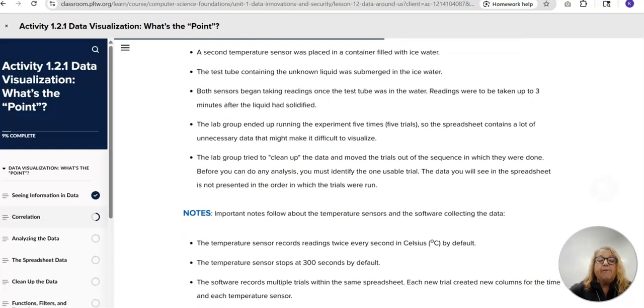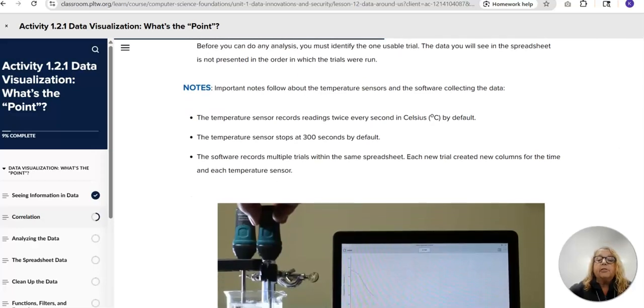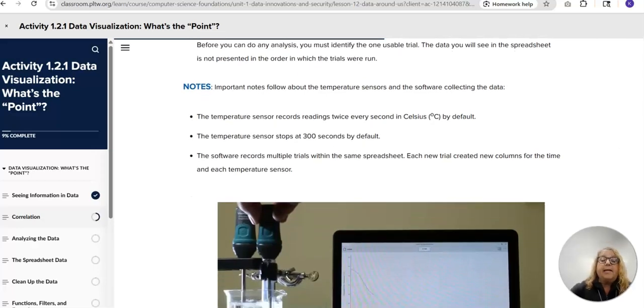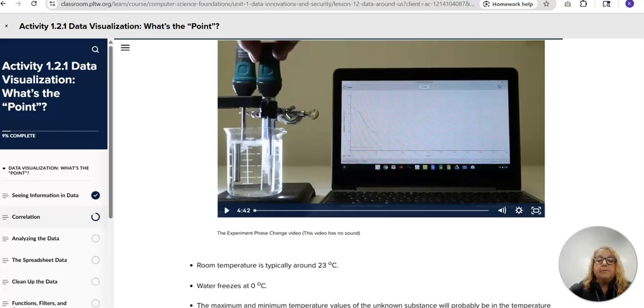Important notes follow about the temperature sensors and the software collecting the data. The temperature sensor records readings twice every second in Celsius by default. So the temperature sensor stops at 300 seconds by default. The software records multiple trials within the same spreadsheet. Each new trial creates new columns for the time and each temperature sensor, which all of this makes good sense.